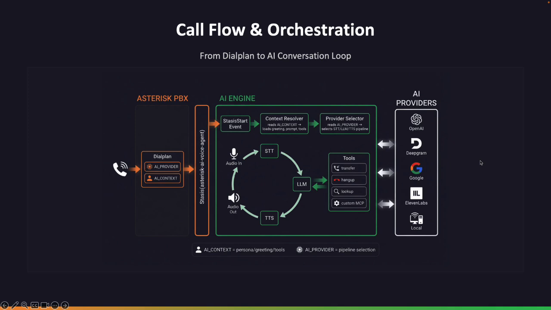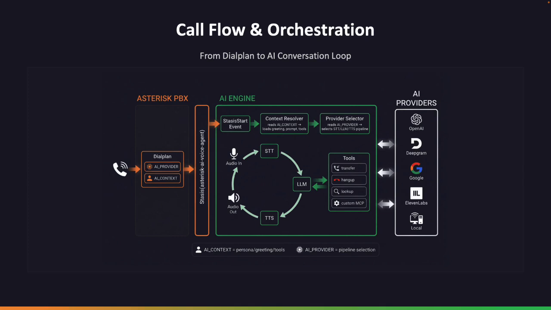Okay, so this is a detailed flow on how the call comes in through Asterisk, assuming you already have Asterisk set up for regular calling, either through the trunk or through your local extensions. You can pass these two variables through the Asterisk dial plan: AI provider and AI context. AI provider basically chooses which provider will answer the call, and AI context will tell what information the provider will have for that call to make the conversation.